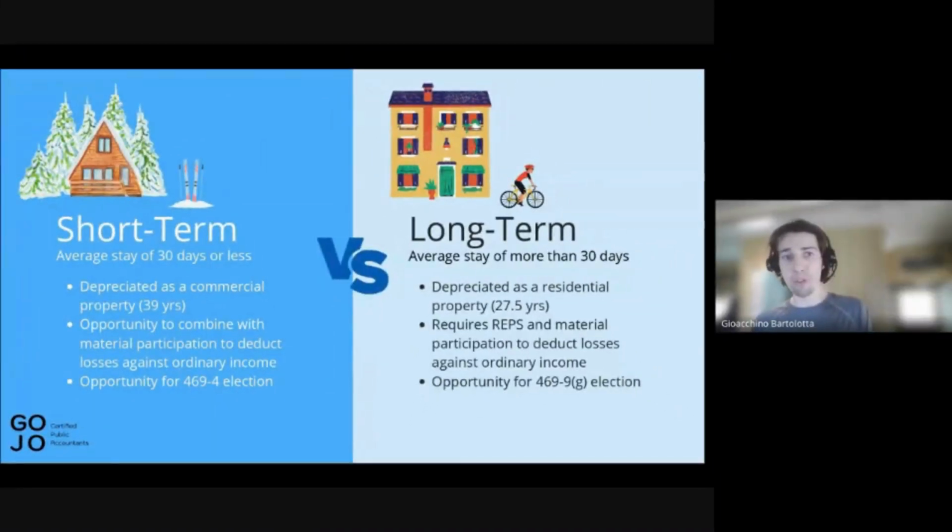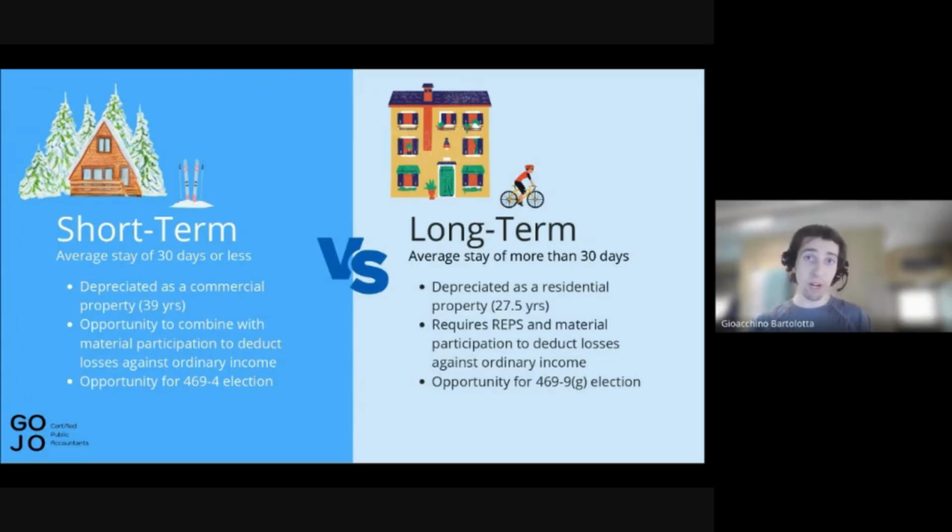This is where we are, short-term versus long-term. When we look at these types of properties from a tax standpoint, essentially it's about the intent of the property. So for short-term rentals, you need to meet a quantitative statutory test of having an average stay of 30 days or less. When you do that, your property is depreciated over 39 years instead of 27 and a half, which is what you would see in residential properties.